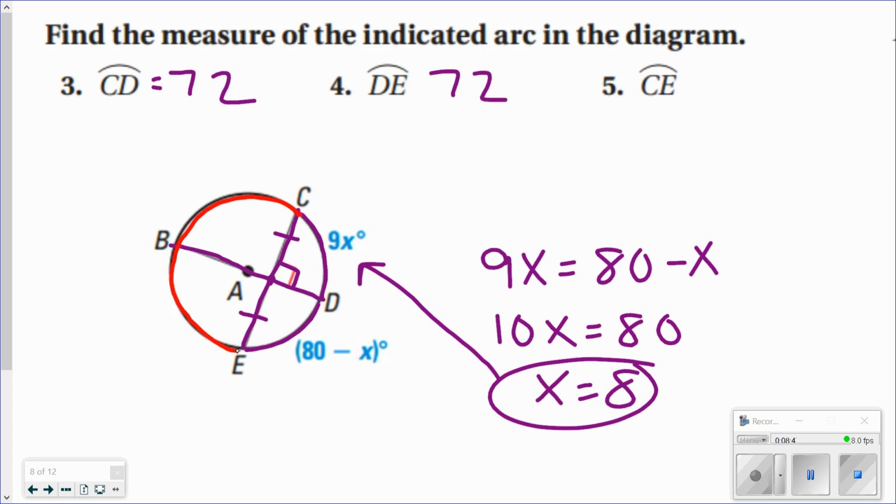And so C is actually this one here. I highlighted the wrong arc before. So CE, we know it's a minor arc, so that's why I know it has to be the smaller one. And so if I want to figure out the length of arc CE, I'm just going to add 72 and 72. And we get 144.